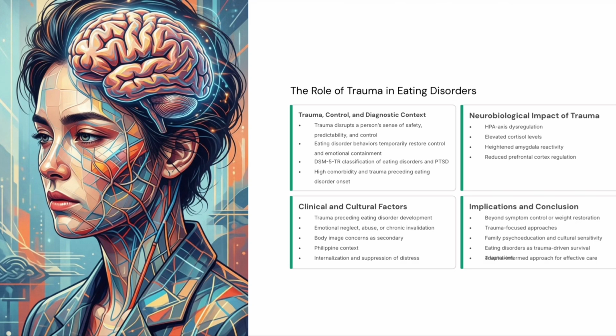Because of these changes, eating disorder behaviors can feel relieving at first. Restricting food, binge eating, or purging may temporarily reduce anxiety, numb overwhelming emotion, or create a sense of control when everything else feels so chaotic. The brain learns that these behaviors provide short-term relief, so they become reinforced over time. This is why, in many cases, trauma actually comes first, and the eating disorder develops as a response later on.